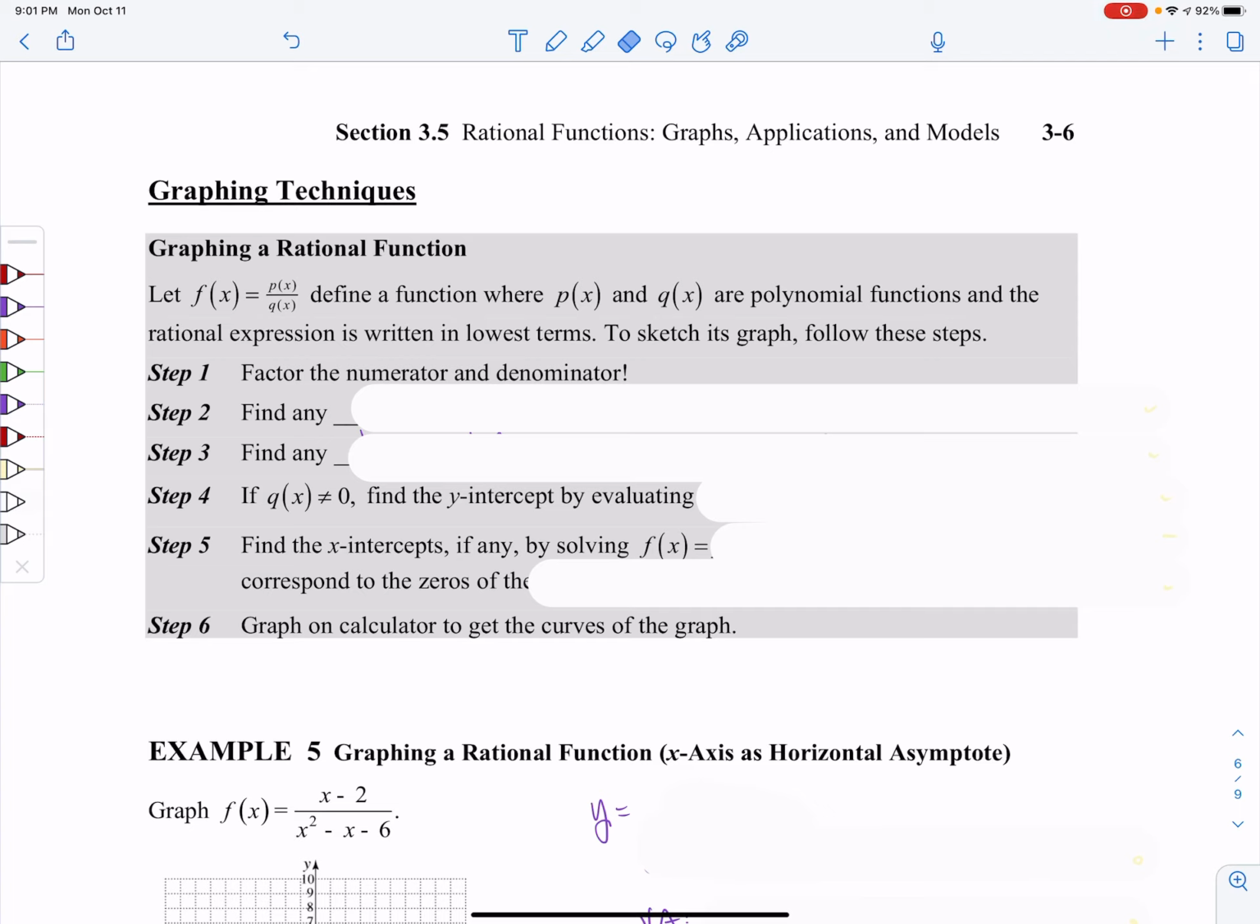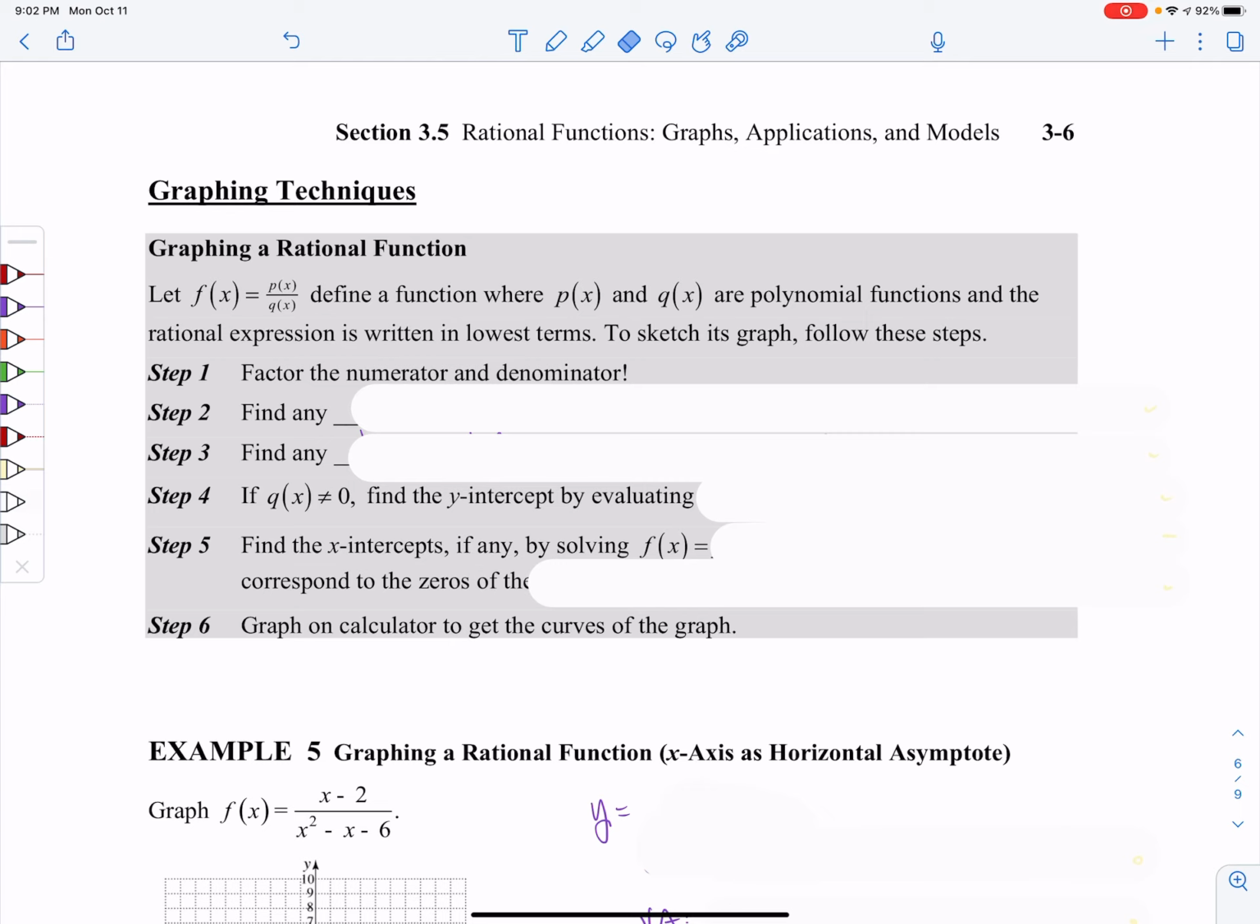It is good to work through these steps as many times as you need to so that you'll remember it on your test without actually looking at the list. So you'll notice that we have this rational function. P and Q are polynomials. And so in order to graph, the very first thing that you want to do is factor. If at all possible, factor both the numerator and the denominator.